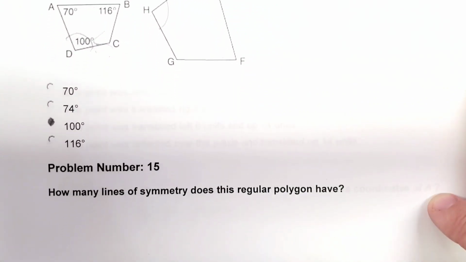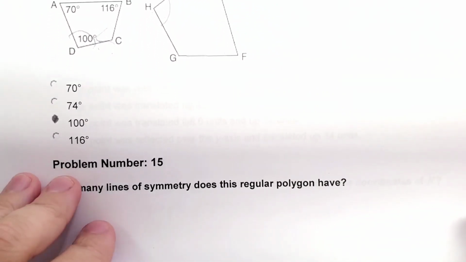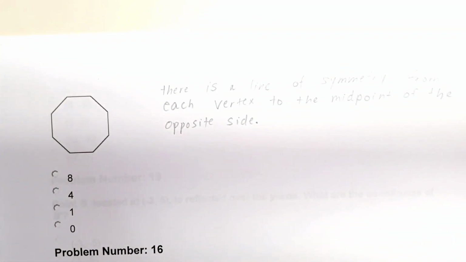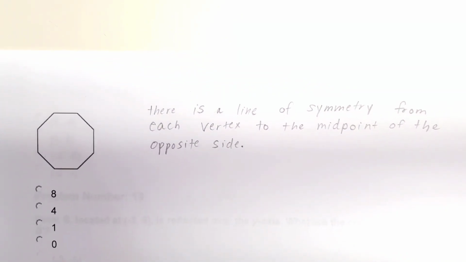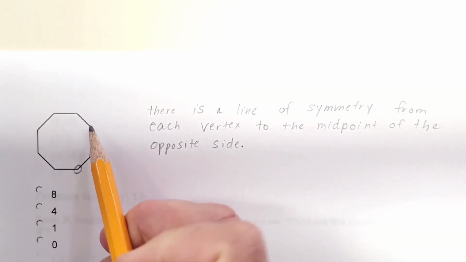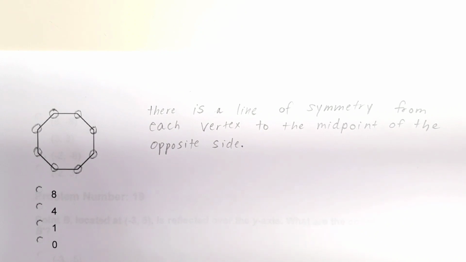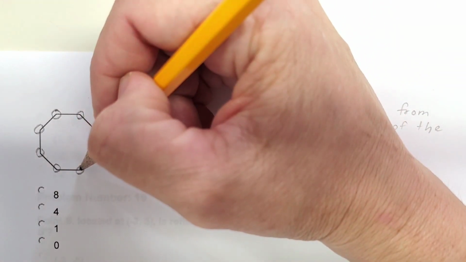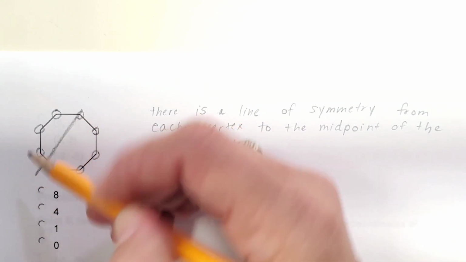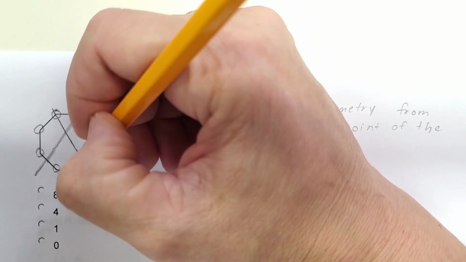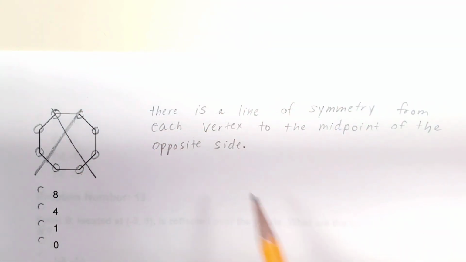Okay? Problem number 15. How many lines of symmetry does this regular polygon have? Let's look at this regular polygon. Oh, I wrote the rule. There is a line of symmetry from each vertex to the midpoint of the opposite side. Do you remember what a vertex is? It's a corner. Do you see all these corners here? 7, 8. So it looks like there's going to be 8 lines of symmetry. A line of symmetry would go through here, I believe through here. I might be getting a little mixed up here, but so we can check 8 lines of symmetry from each vertex to the midpoint of the opposite.